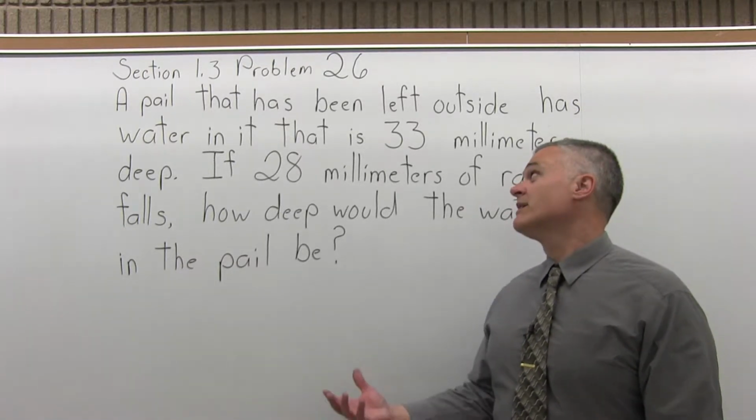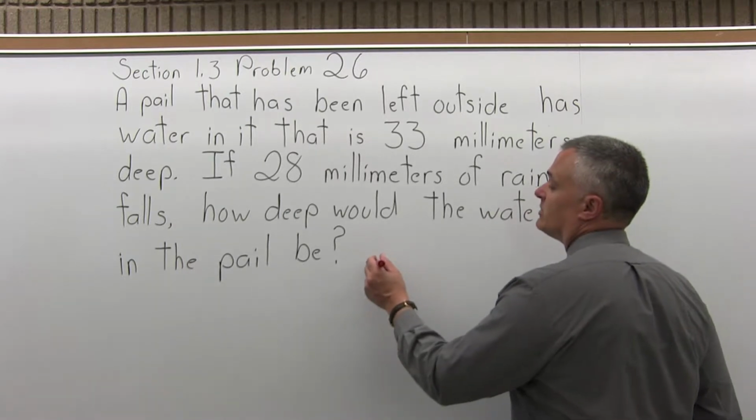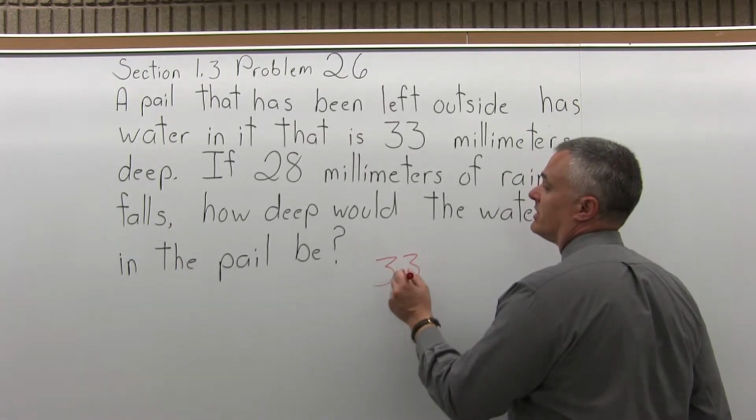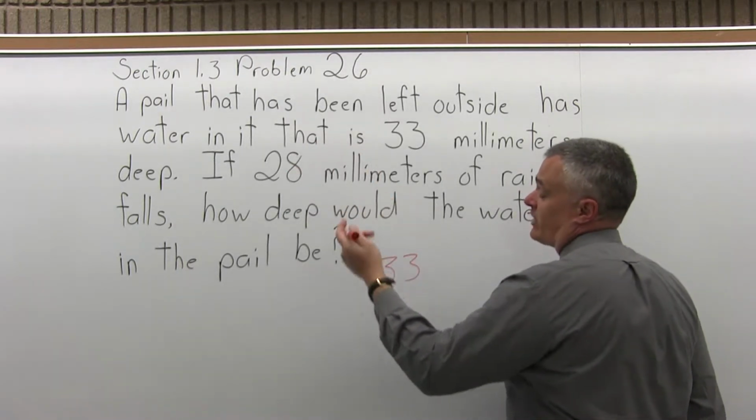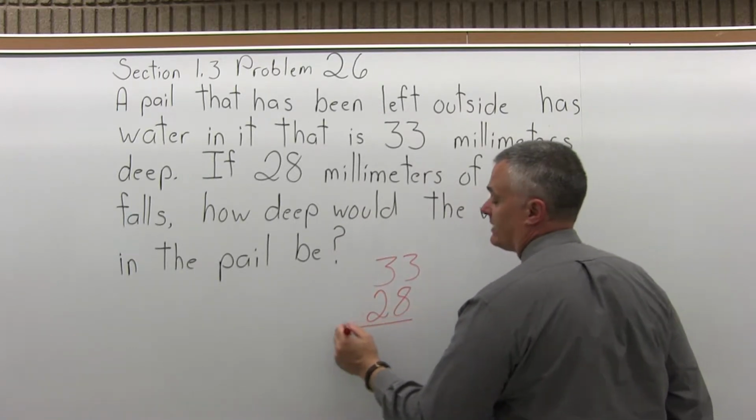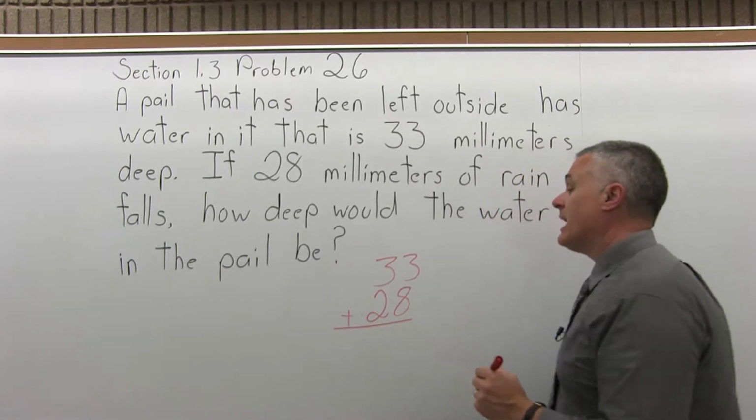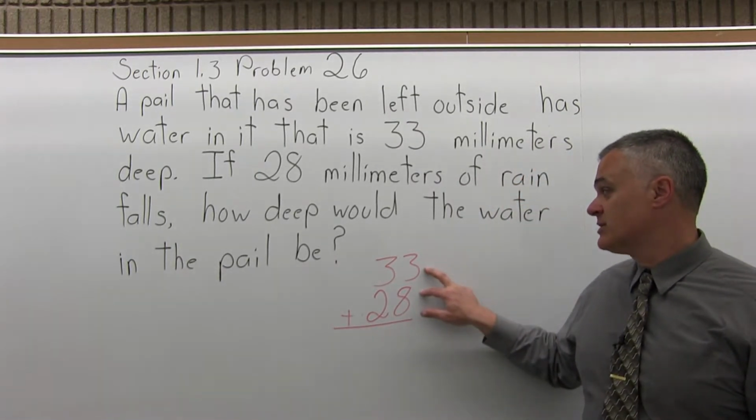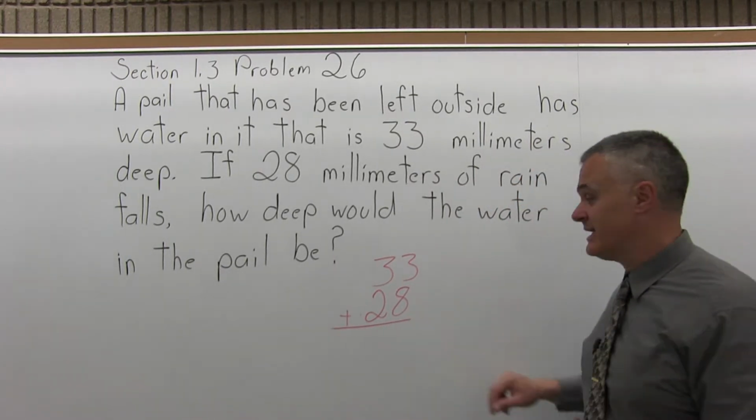So what you have is the pail has 33 millimeters of water in it to start off with. You add another 28 millimeters of water to it from the rainfall, and you would add those together. And now you can start by combining the digits in the far right column. 3 plus 8 is 11.